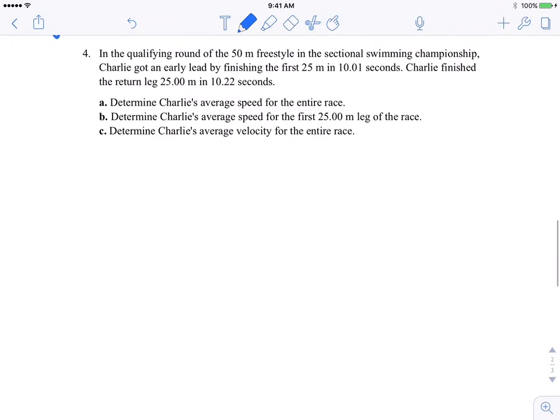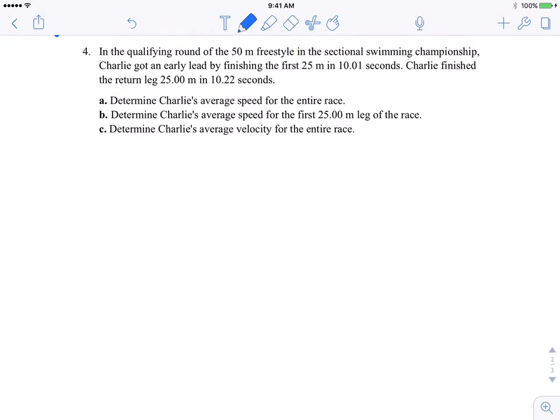Okay, so in the qualifying round of the 50-meter freestyle in the sectional swimming championship, Charlie got an early lead by finishing the first 25 meters in 10.01 seconds. Charlie finished the return leg 25 meters in 10.22 seconds. First, determine Charlie's average speed for the entire race. So we're doing speed and total distance. And next, determine his average speed for the first 25 meters. So total distance would be 25 meters. And then determine his average velocity for the entire race. So the displacement and average velocity.